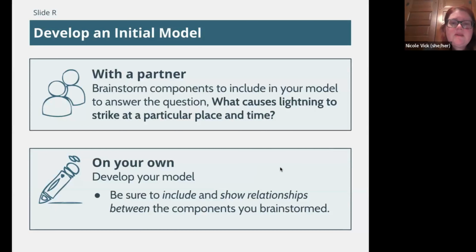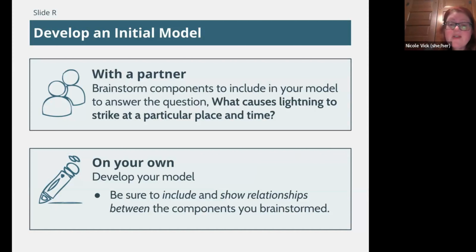So together, we would be working with a partner to brainstorm the different components that we would include in our model to try and answer the question, what causes lightning to strike at a particular place or location and time? So this could be time of year. And so you would brainstorm these components with a partner.